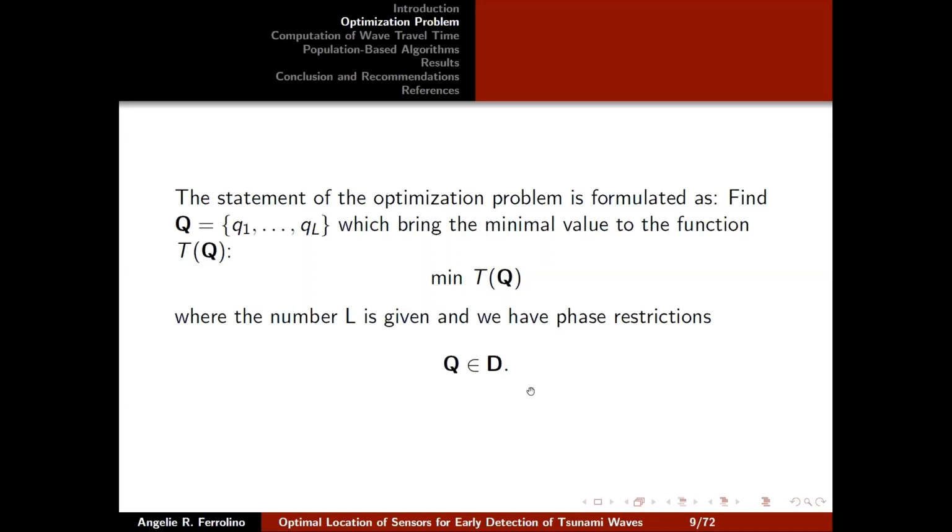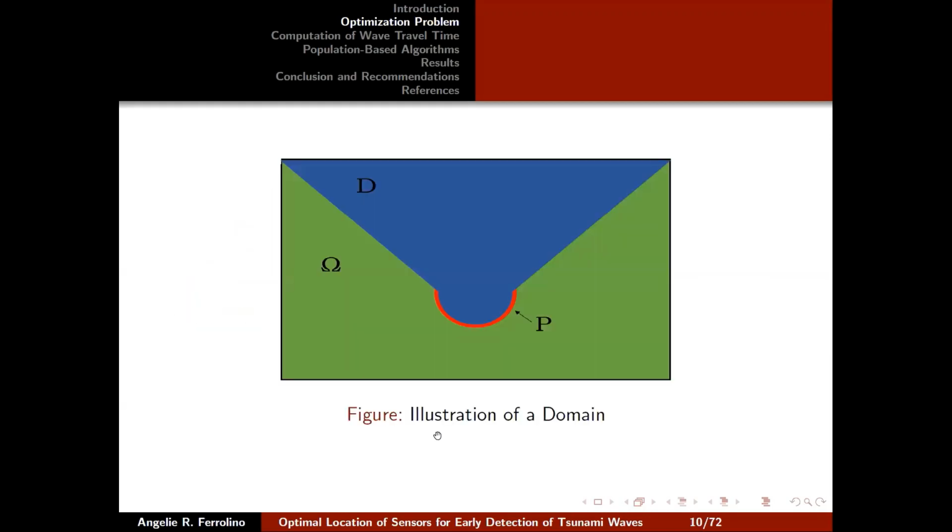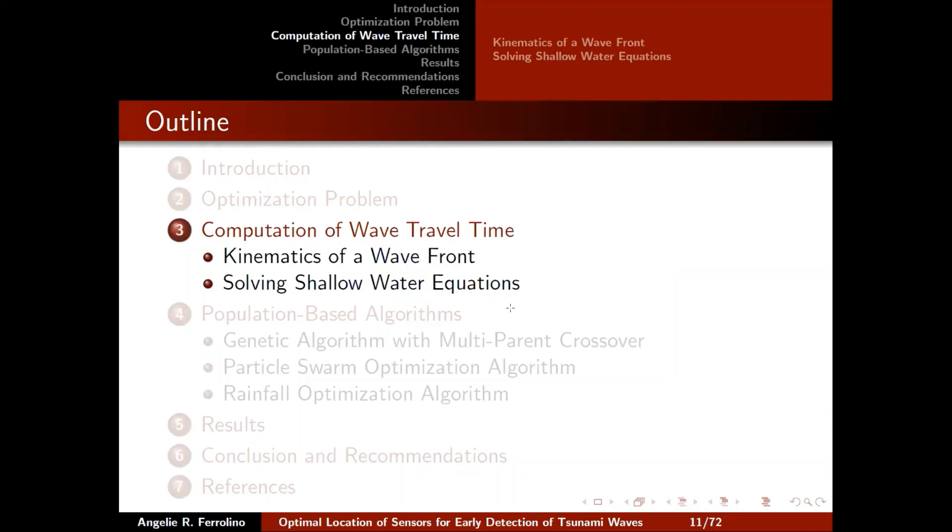Now, one of the key points in solving the optimization problem is determining how we can compute for tau here. So in my thesis, we use two methods. By the way, this is a sample illustration of a domain. So we have a rectangular domain. D is the water area, and P is the semicircle subduction zone. So anyways, for computing the wave travel time, we use two methods, starting with illustrating the kinematics of a wavefront.